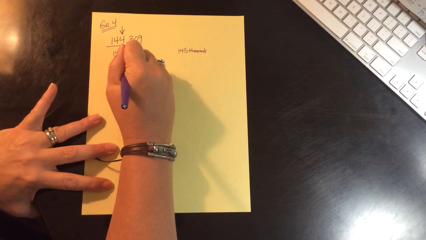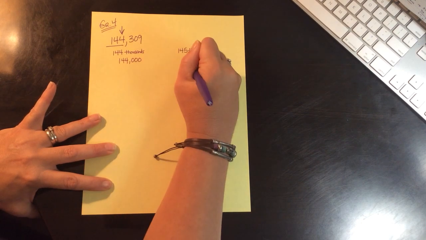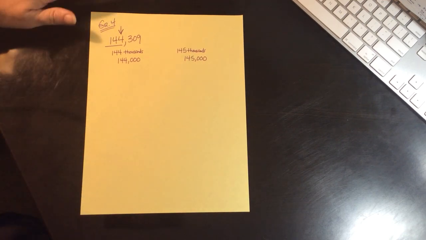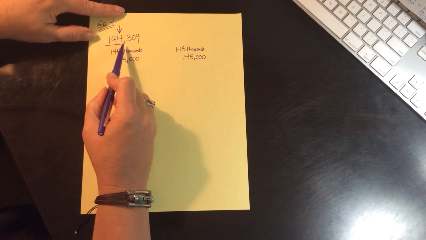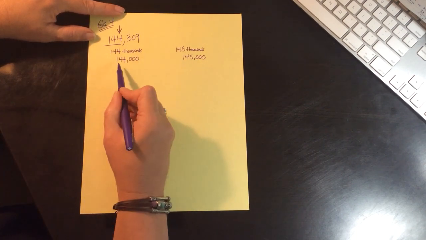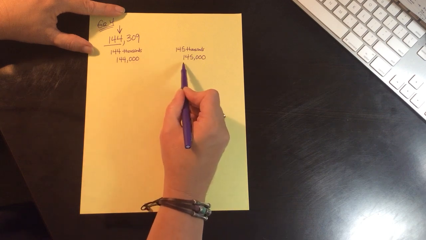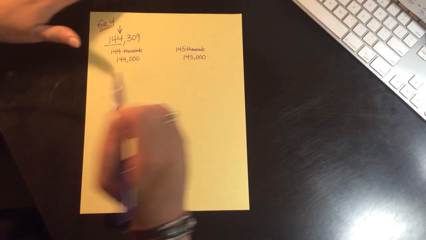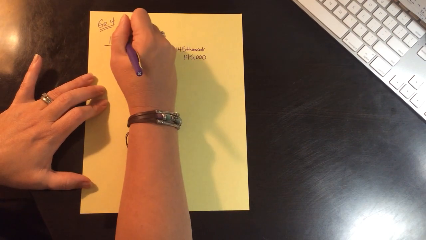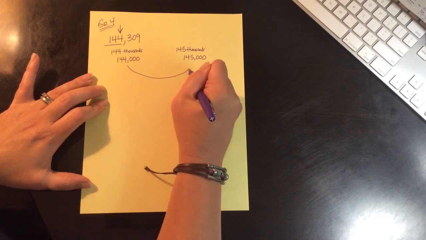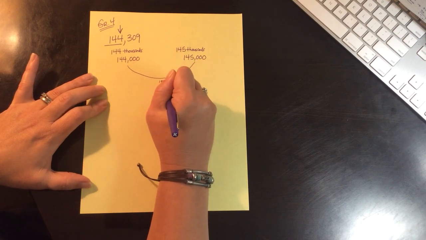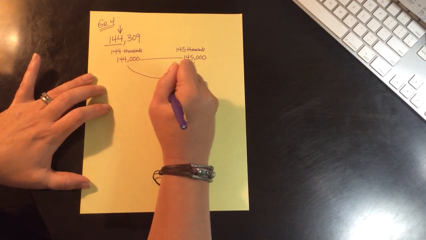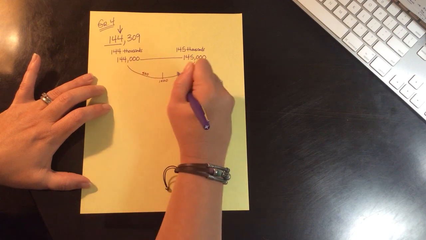Written in standard form, it looks like this. I know that when I round this number, 144,309, it is either going to be 144,000 or 145,000 if I'm rounding to the thousands place value. Remember, we're rounding to the thousands place value. That means that this distance is 1,000. What would the midpoint of that be? 500 on each side.